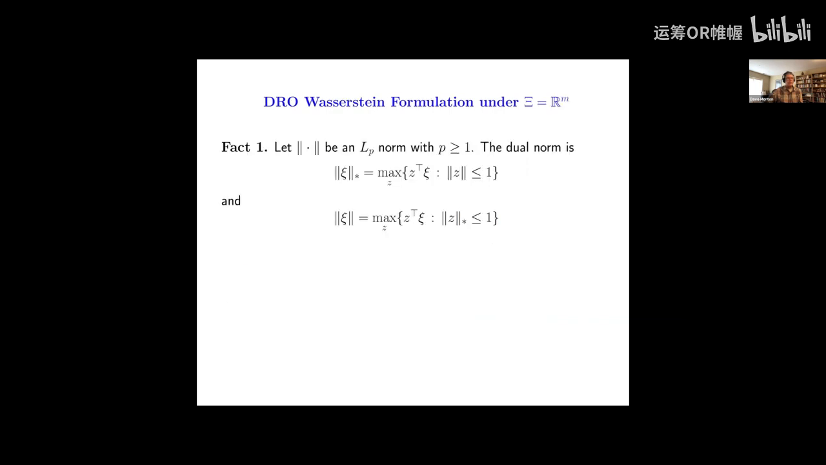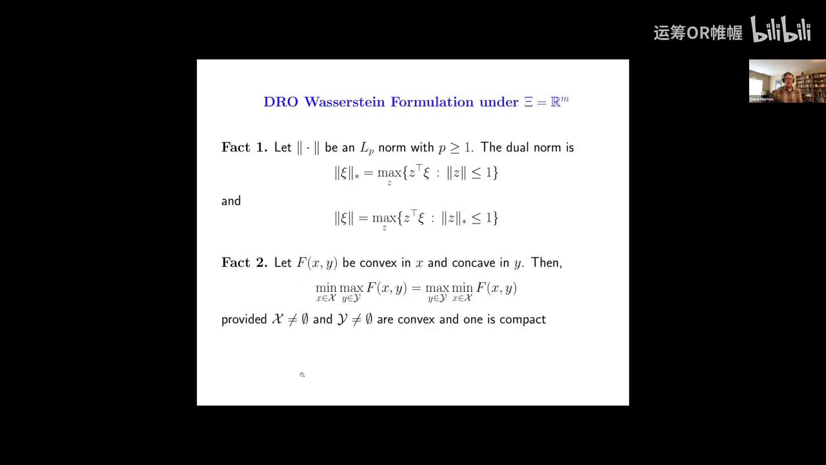Okay, so let's just assume that Xi is all of R^m and try to understand how we can reformulate this problem for computational tractability in this case. So here are two simple, well-known facts. We know that if we have a norm, then we can write the dual norm in this way, and that's going to be helpful.